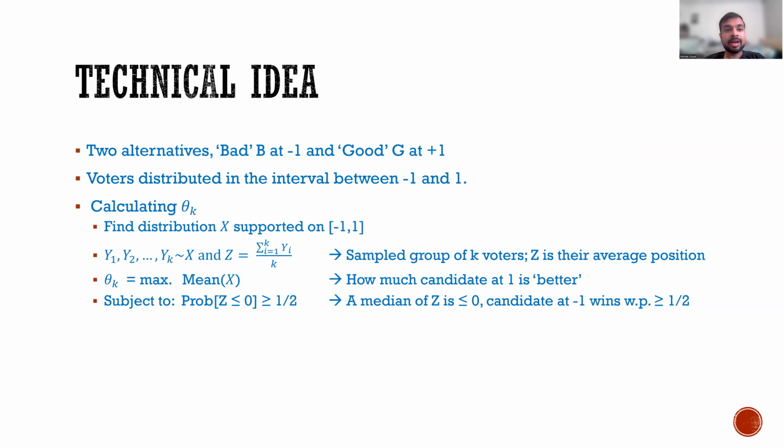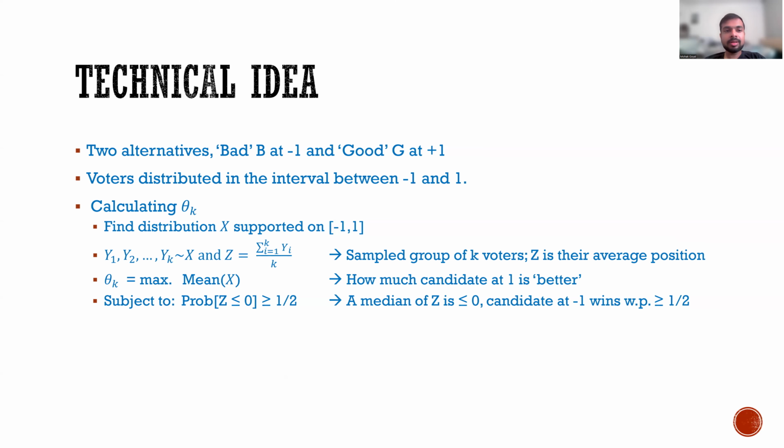For this case, let us consider that we have a bad candidate at -1 and a good candidate at +1, and the voters are distributed in the interval between -1 and 1. Again, we show that the worst case instances will only be there where the voters are between -1 and 1, and they will also lie on this line. So for the case of two alternatives, we show that it is enough to just consider this one line, and that too truncated between -1 and 1.